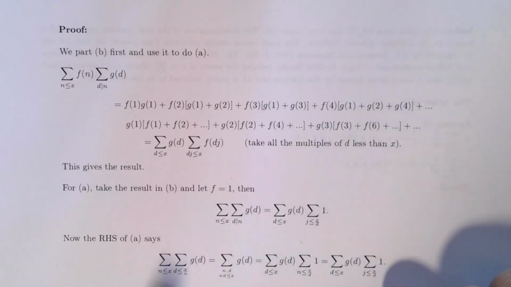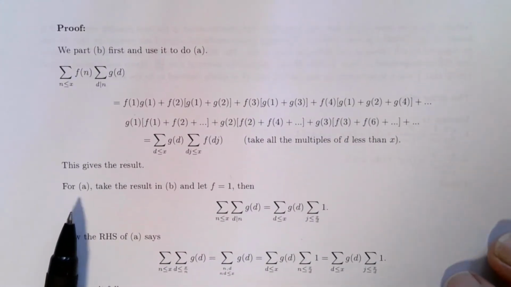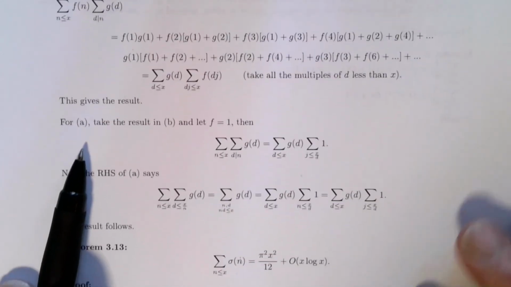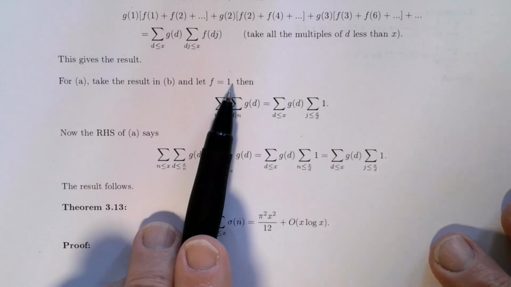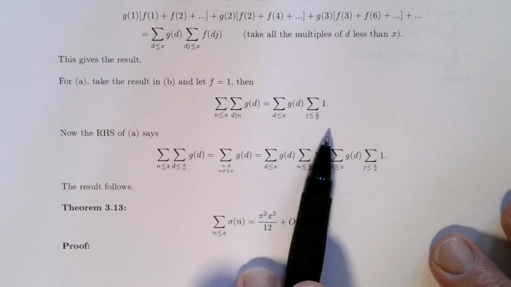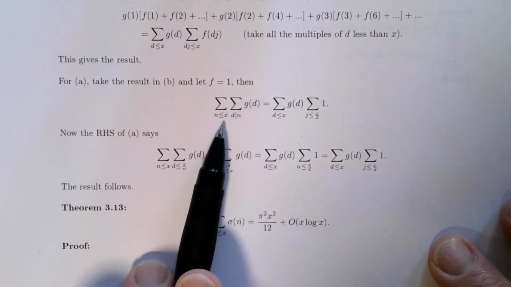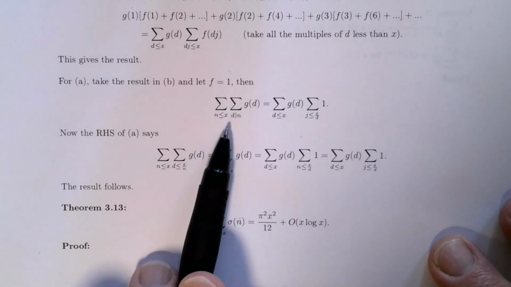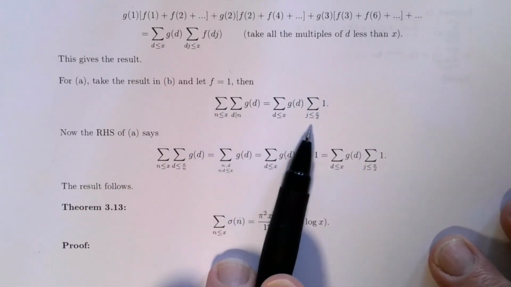Now we can get part A. Either you can do it bare hands without using this, or all I'm going to do here is put f to be 1 in the above result, which gives me this here on the left-hand side, equals, putting f as 1, that on the right-hand side.